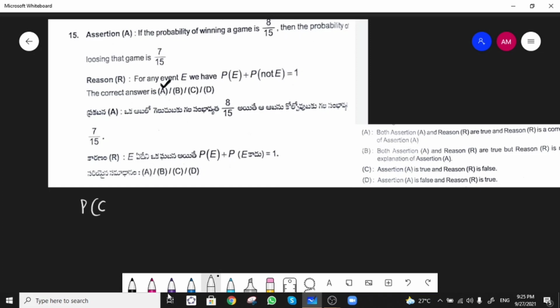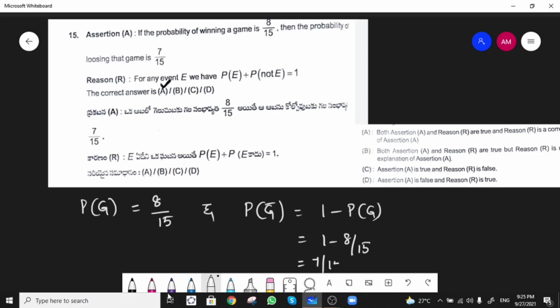So let us take G. Probability of winning a game is 8 by 15. And we know that the probability of not winning will be equal to 1 minus the probability of winning the game. So that means 1 minus 8 by 15, that is equal to 7 by 15. That's what they gave. So the assertion is a true statement. So it can be A, B or C options.